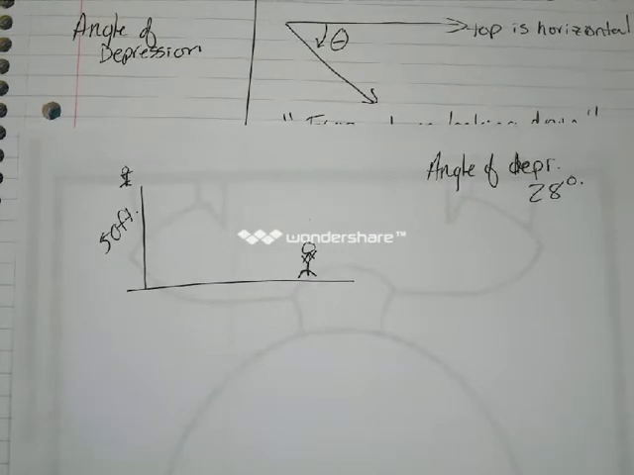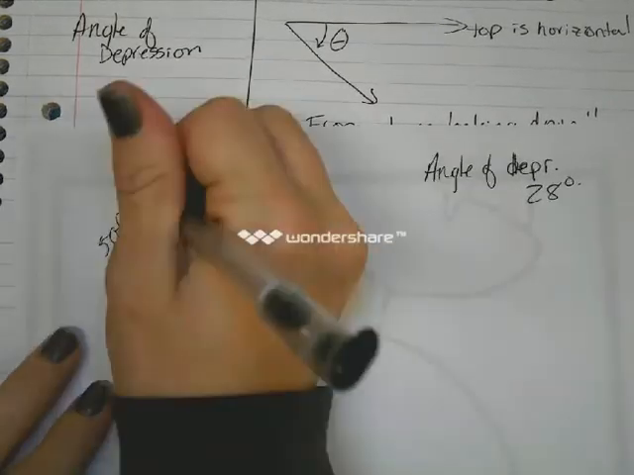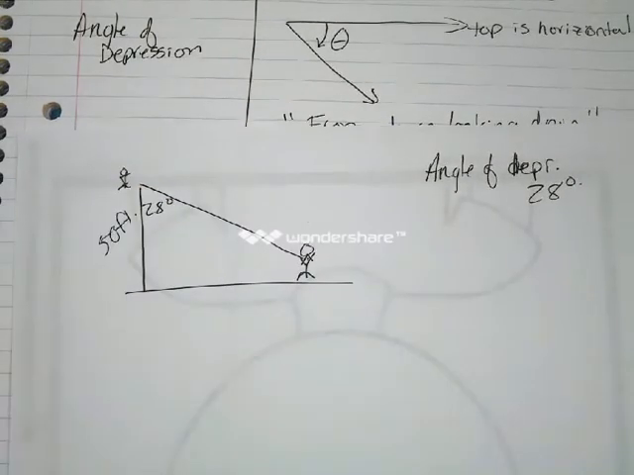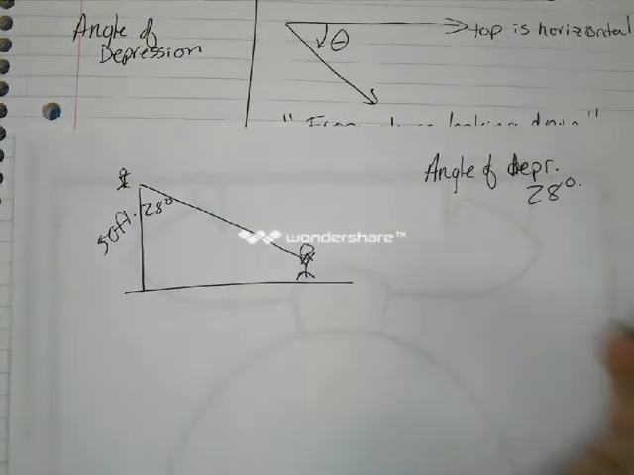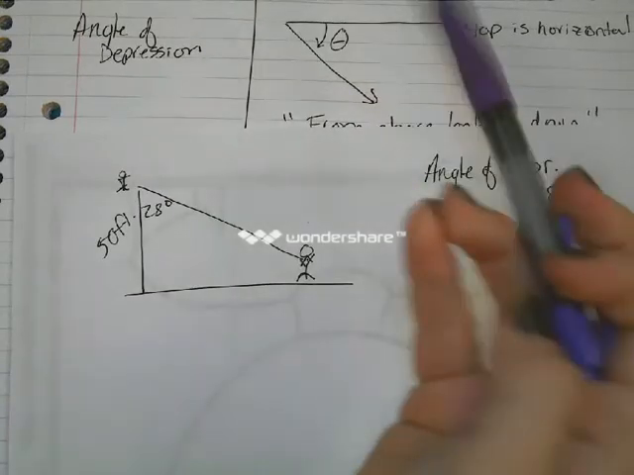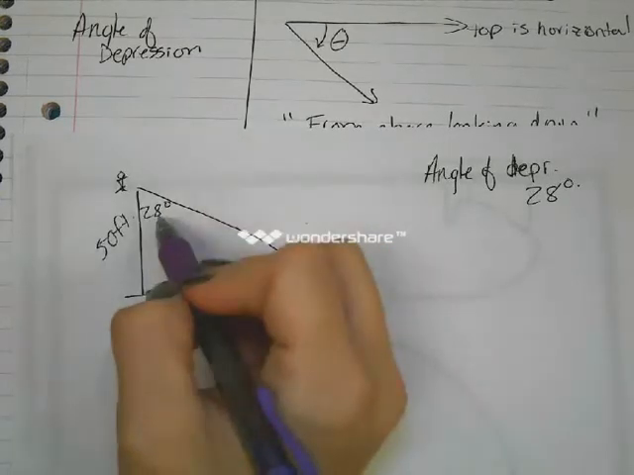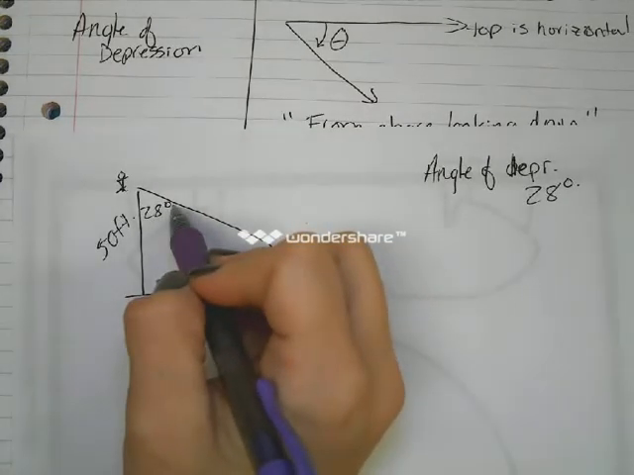I have a lot of people draw their picture like this. Okay, they only do it on angles of depression. Usually the problems that talk about angles of elevation, people don't have a problem with that. But angles of depression throw people off because they want to tell me that the angle of depression is right here.